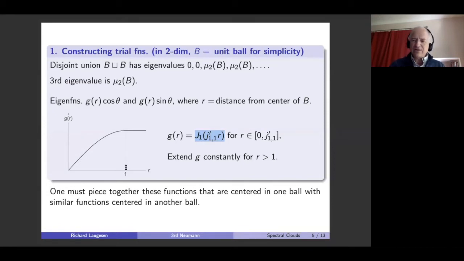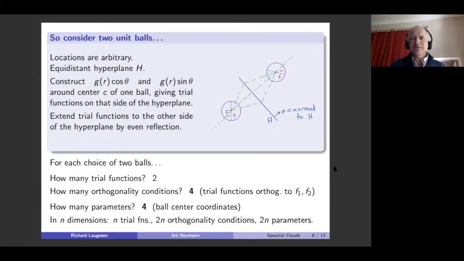And in higher dimensions, it's not exactly a Bessel function, it's a Bessel function divided by some suitable power of r. So what we want to do is piece these things together on the 2 balls so that we get something that is a valid trial function. So in particular, wherever these 2 things match up, they'll have to agree in value. So let's now look at the picture. This is the kind of picture we're dealing with then.